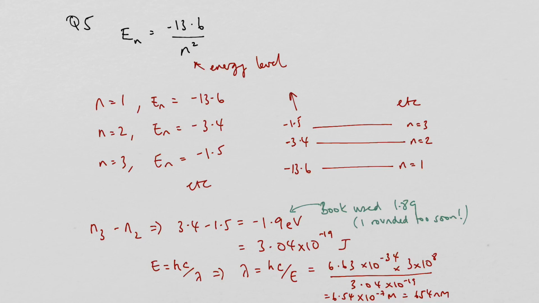And again, if you wanted to convert it, not that it asked you to, it's 654 nanometers. But again, when you look in your book, the difference in number is because I used 1.9 here rather than 1.89. I hope that helps you go through questions 4 and 5. If you have any queries, please get back to me.